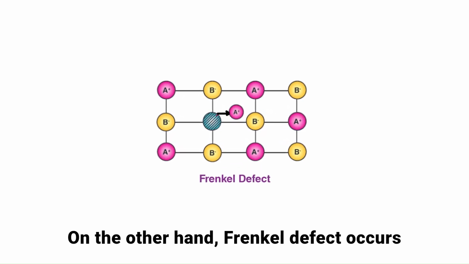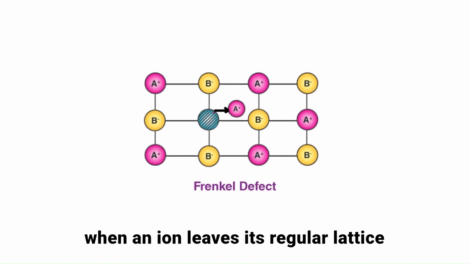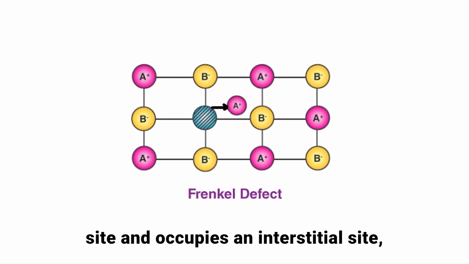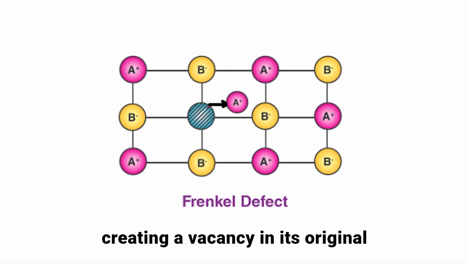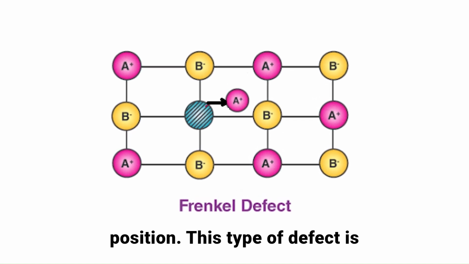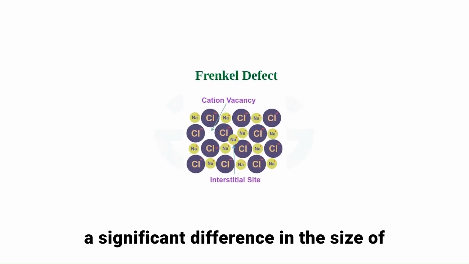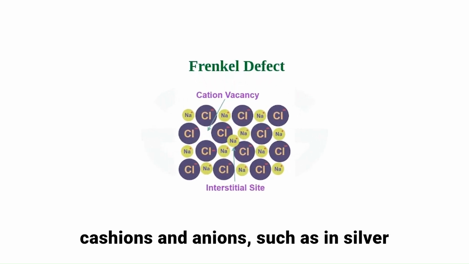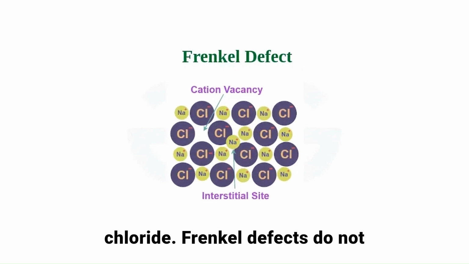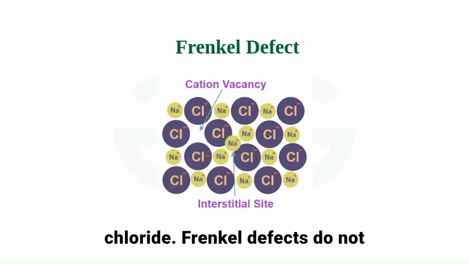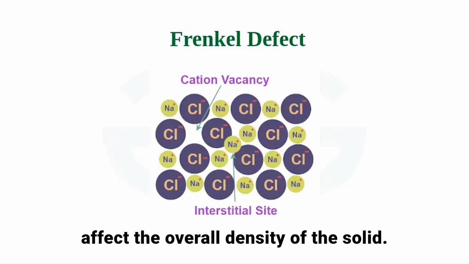On the other hand, Frenkel defect occurs when an ion leaves its regular lattice site and occupies an interstitial site, creating a vacancy in its original position. This type of defect is observed in ionic solids where there is a significant difference in the size of cations and anions, such as in silver chloride. Frenkel defects do not affect the overall density of the solid.